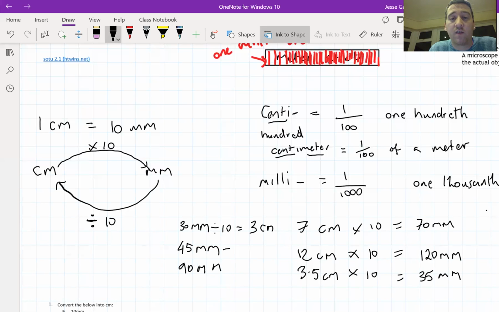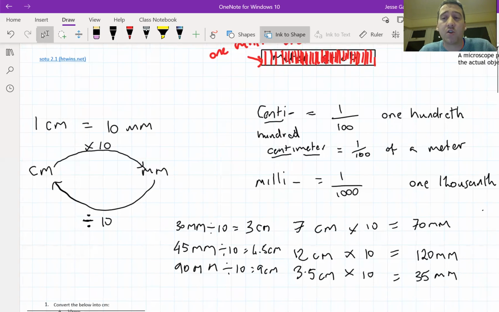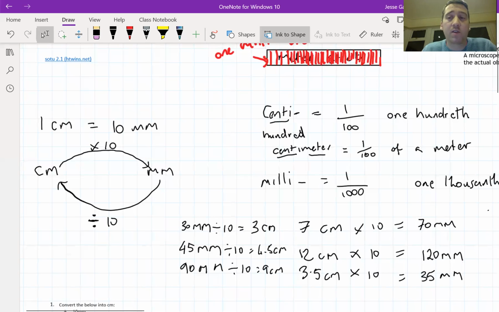You have 45 millimeters divided by 10 equals 4.5 centimeters. Well done. And 90 divided by 10 equals 9 centimeters. Good job. Well done. And there are lots of different units we can do this for. We have meters, we have kilometers, we have nanometers. There are lots of different units, and so long as you know how to go between them, then it's easy. And we will look at other ones another time.